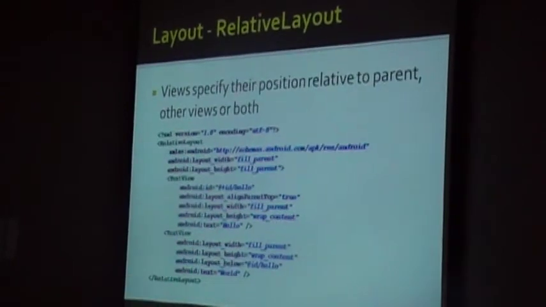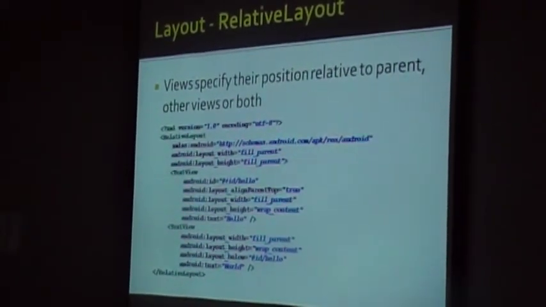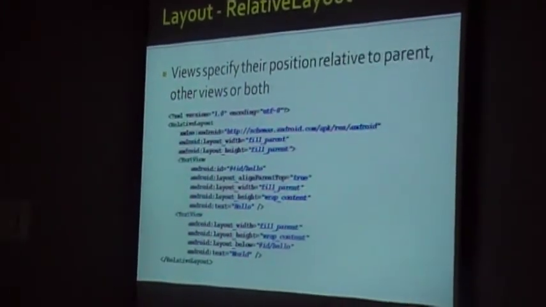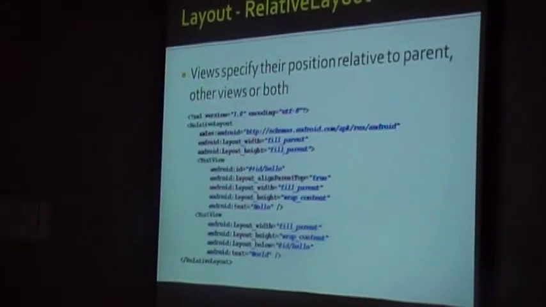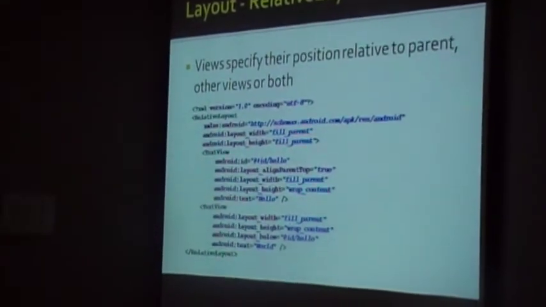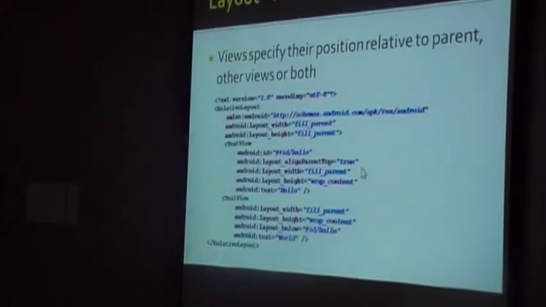Okay. So let's talk relative layout. In the relative layout, views specify their position relative to either the parent or within themselves or each other. So in this case, I've got a relative layout. I've got a text view on the top, the first one, and I'm going to tell it, align yourself to the top of your parent. So that means push it up to the top.